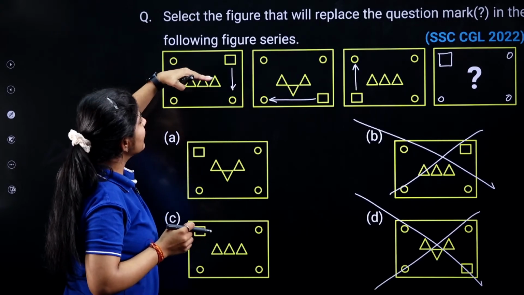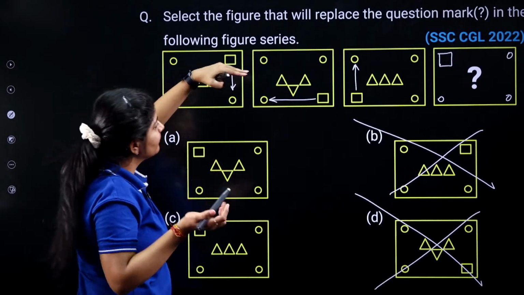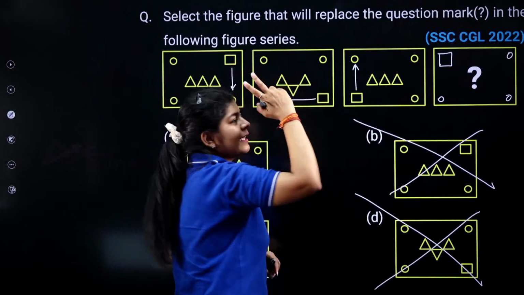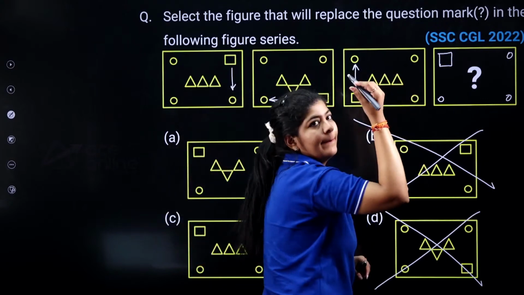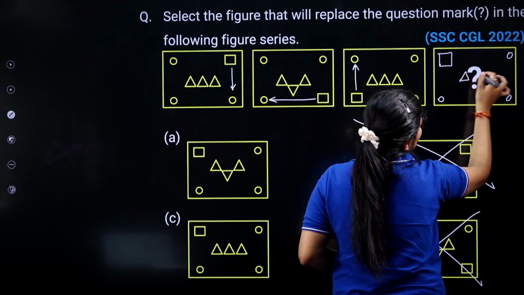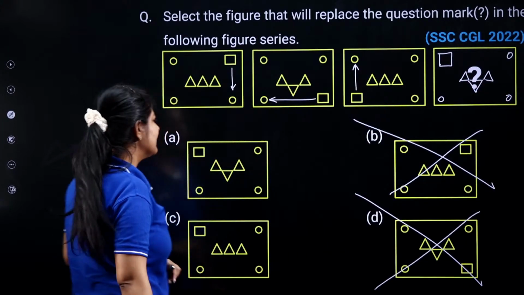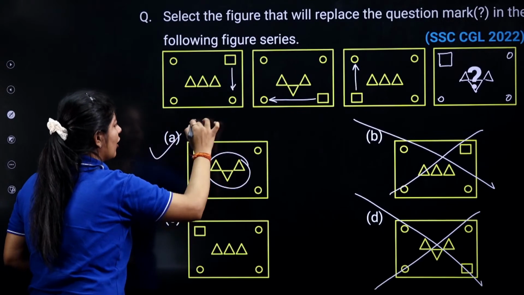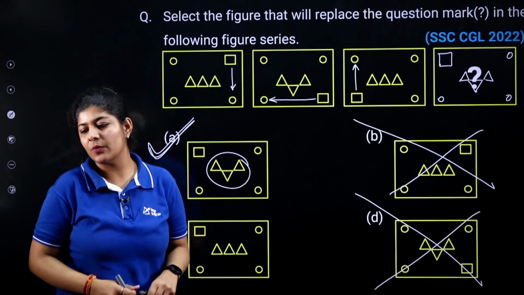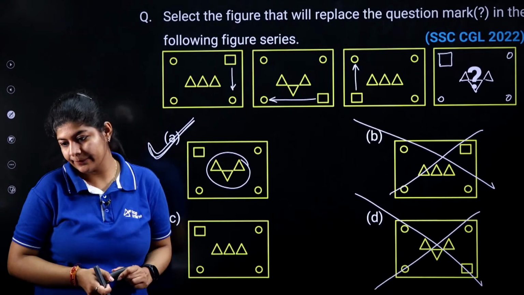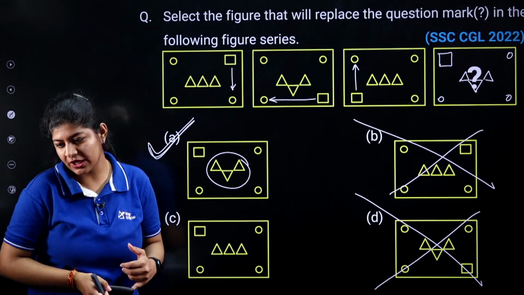All 3 triangles are upright, right? Now here we are having 2 triangles upright and 1 triangle in the inverted shape. Again upright. Now this time we need 2 triangles upright and one inverted. We need such type of diagram which is present in our option number A, not option number C. So the correct answer over here is your option number C. Is it clear? Very good Yashwant, very good Yoshav, Shrisha, very good.